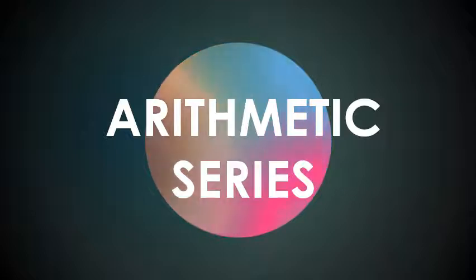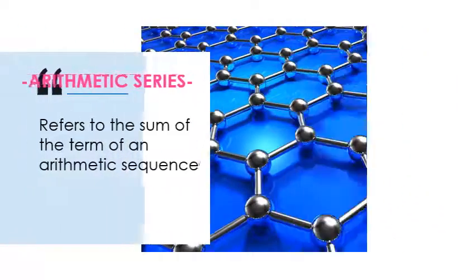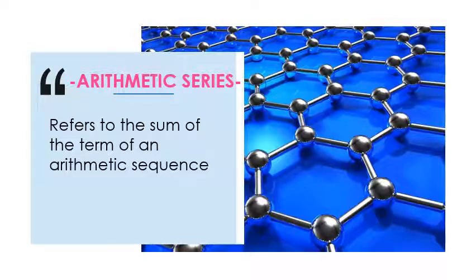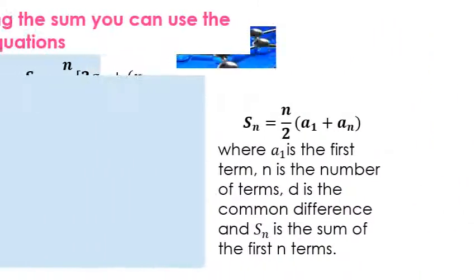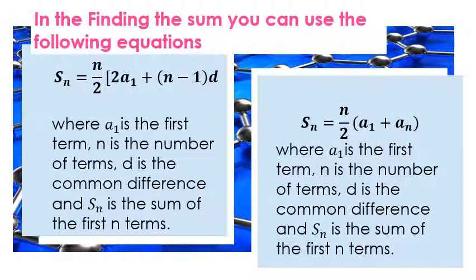Okay, next we have arithmetic series. Arithmetic series refers to the sum of the terms of an arithmetic sequence. In finding the sum, you can use the following equations. The first equation is S sub n is equal to n over 2 multiplied by the quantity 2 times the first term, a sub 1, plus n minus 1 times d. Or we have S sub n is equal to n over 2 multiplied by a sub 1 plus a sub n. In both equations, a sub 1 is our first term, n is the number of terms, d is the common difference, and S sub n is the sum of the first n terms of your sequence.